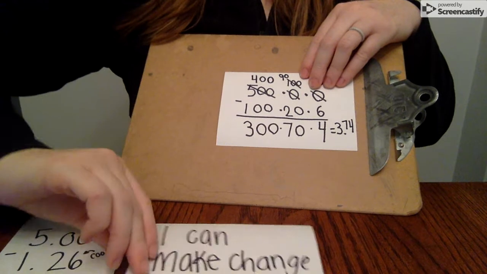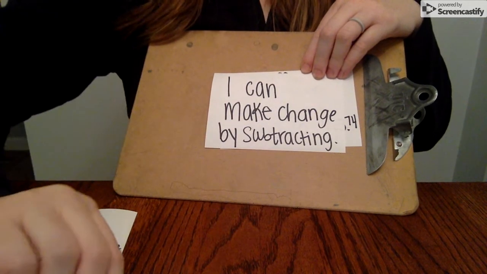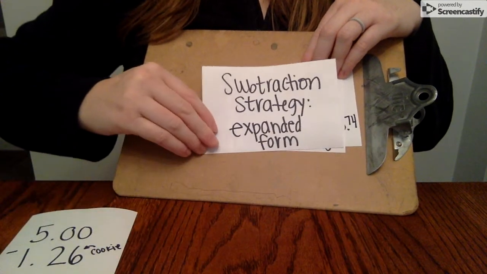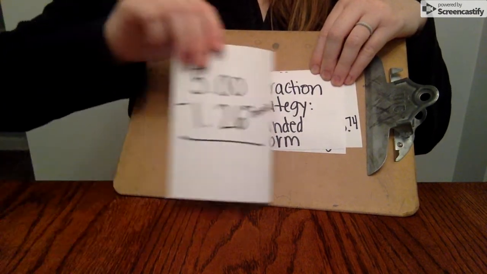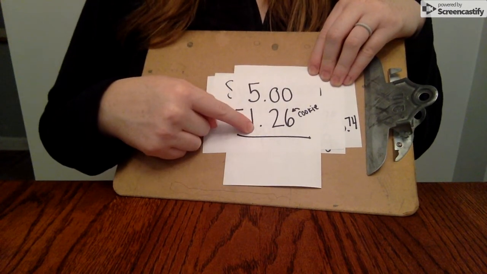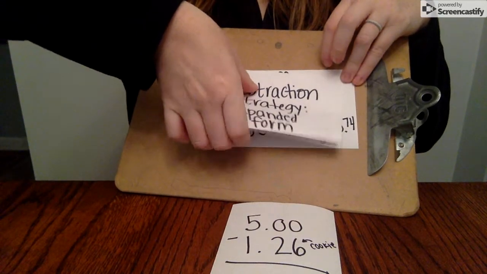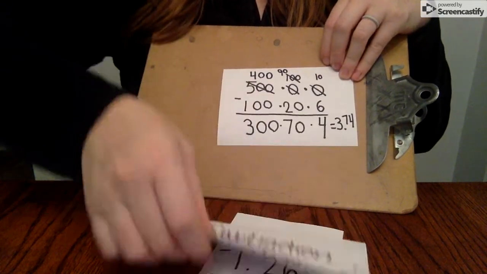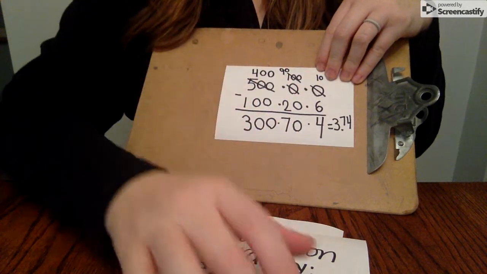Your I can statement for this lesson was, I can make change by subtracting. Your strategy was subtraction by expanded form. We took how much we paid the cashier minus the cost of the cookie. And the way that we did that subtraction was through expanding the place values to see the value of each digit in our number.